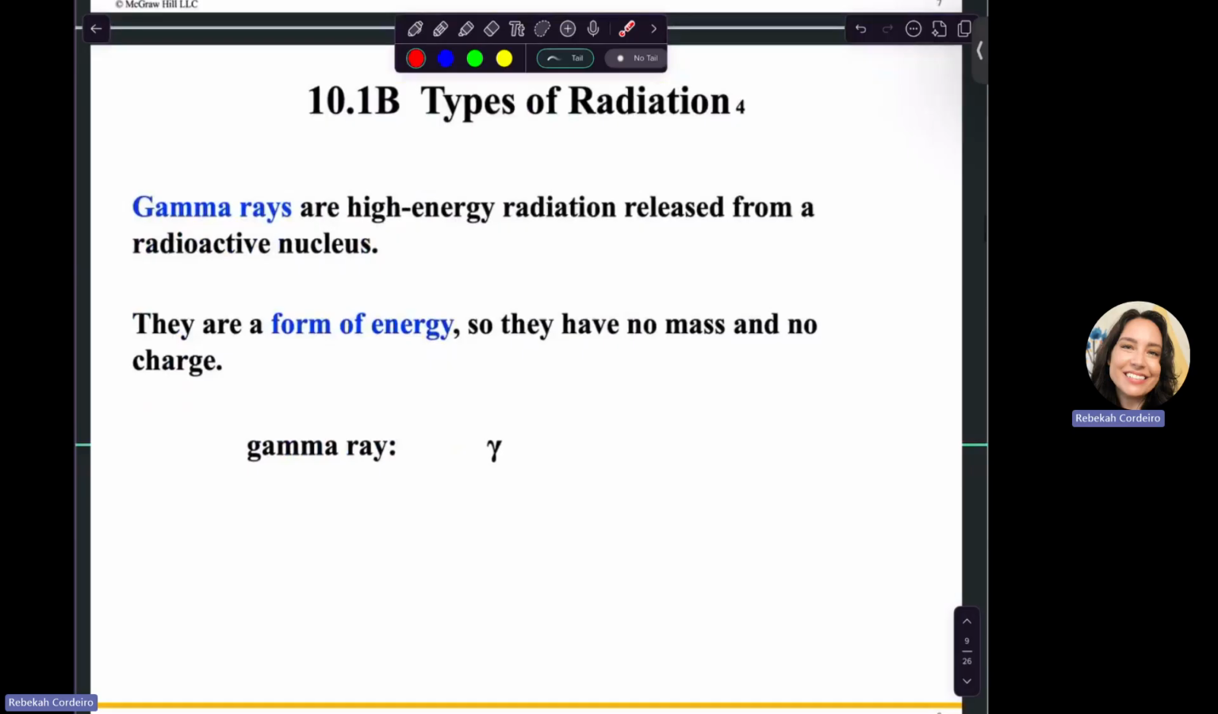And then gamma rays are just high energy radiation. It has no mass and no charge. So sometimes you'll see it written as 0, 0. And then this is the symbol for gamma. It's like a fancy looking Y.